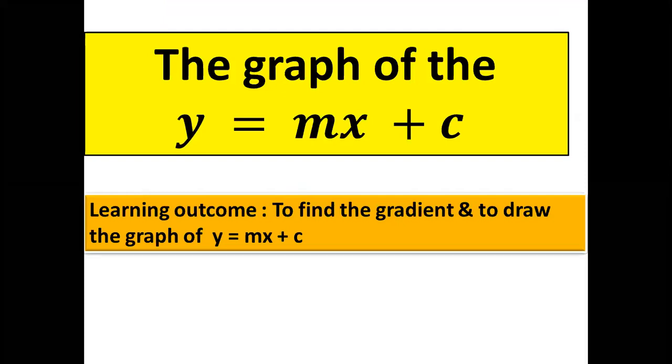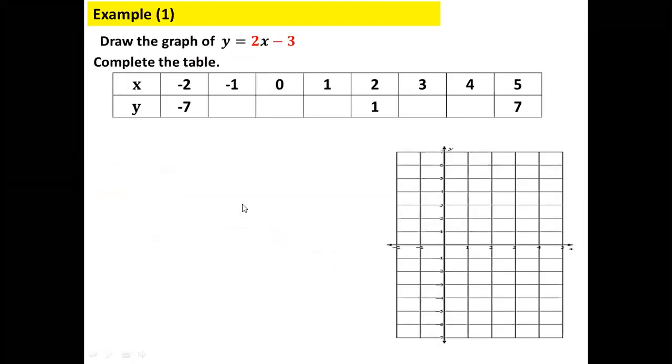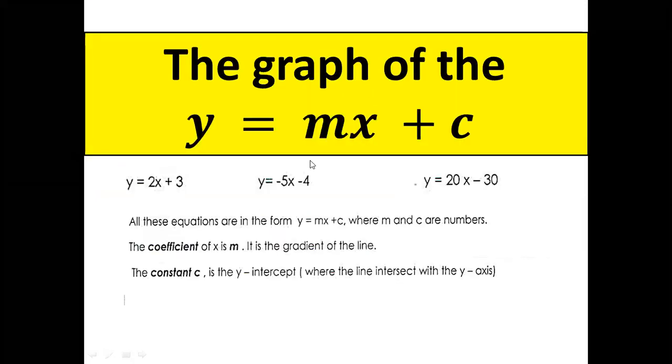First we need to find the gradient, and then we need to draw the graph of y equals mx plus c. أول شيء لازم نعرفه إنه when we are talking about this general formula, y equals mx plus c, we have y and x, these are two variables, while we have m and c, these are two numbers. تمام؟ يعني y و x variables, they can be any number, while we have m and c, they are numbers.